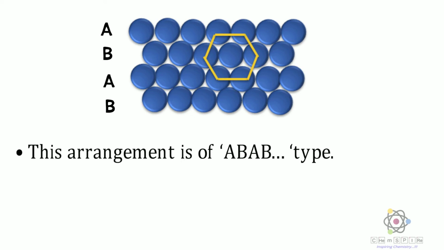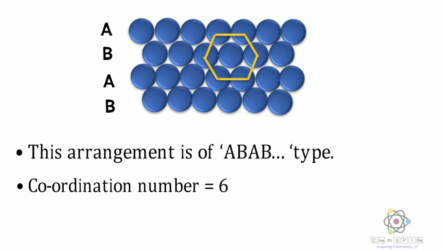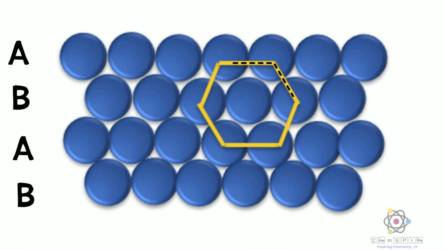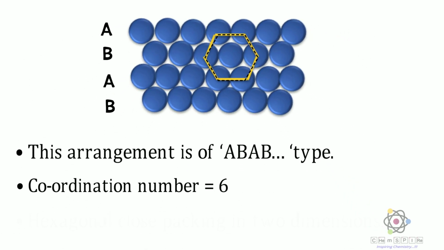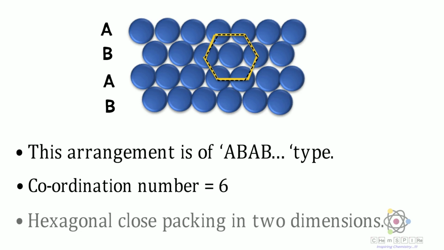Each sphere is in contact with 6 neighboring spheres, so the coordination number is 6. And by joining the centers of these 6 neighboring spheres, we get a hexagon. So this arrangement is called hexagonal close packing in 2 dimensions.